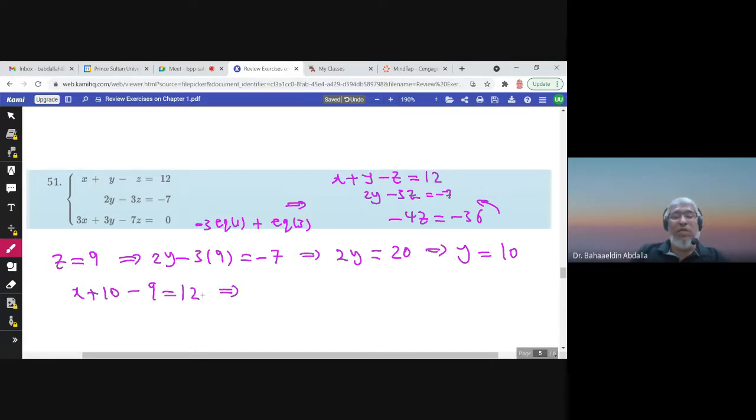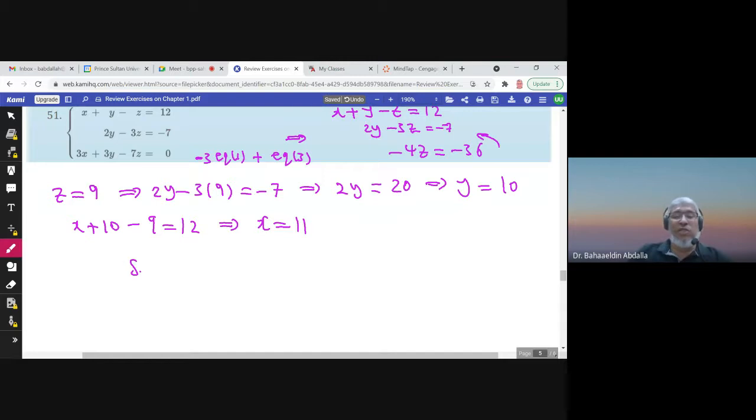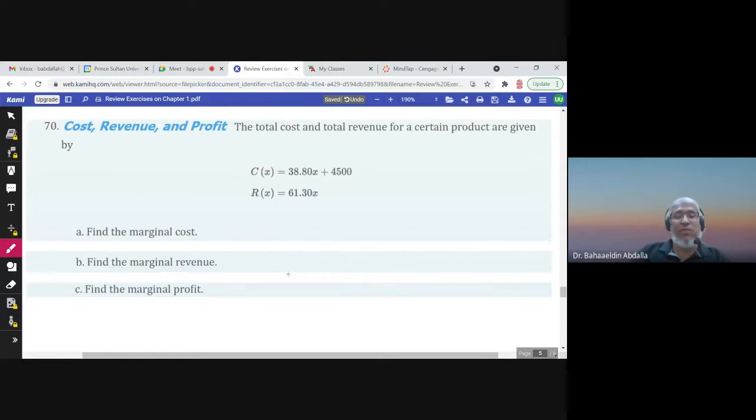So 10 minus 9 is 1. And when you take it to the other side, 12 minus 1 is 11. So the solution set of this system would be the ordered triple x first, then y, then z. So this is the solution set.